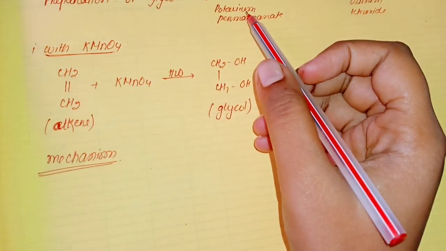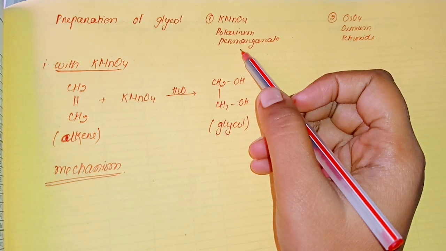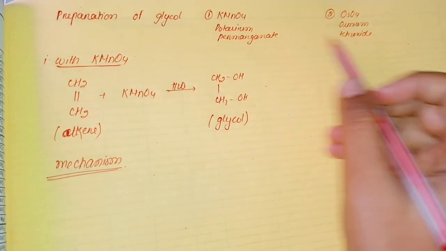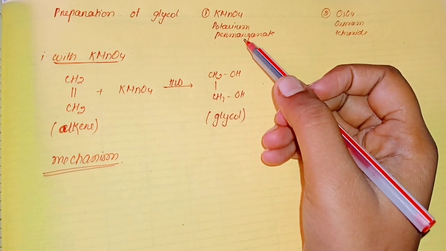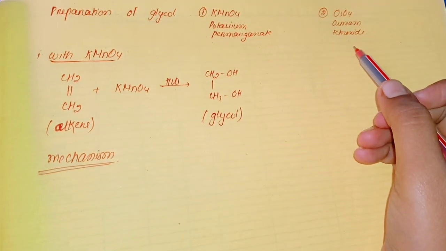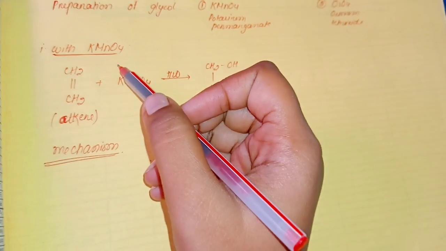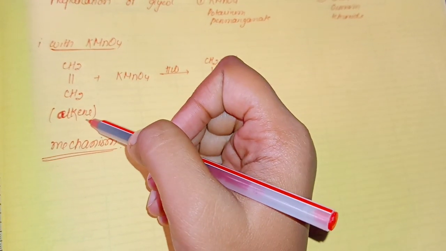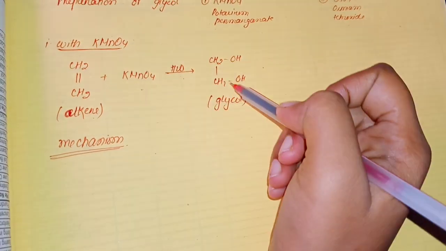Preparation of glycol. There are different ways of preparation of glycol. One is with KMnO4 and another one is OsO4. KMnO4 is popularly known as potassium permanganate, and OsO4 is osmium tetroxide. First, we will look at the reaction with KMnO4. This is the alkene which reacts with potassium permanganate, which on hydrolysis gives glycol.